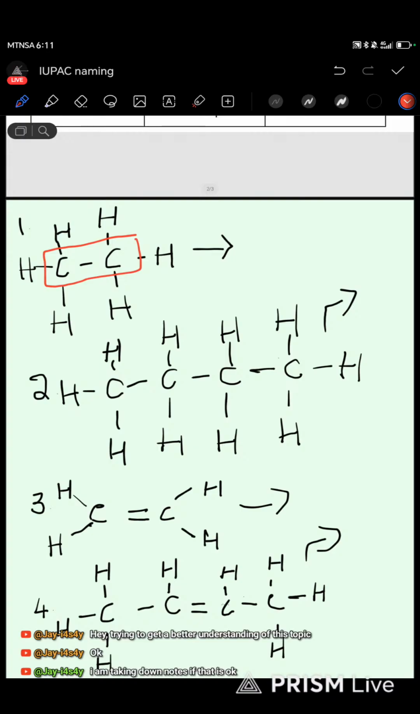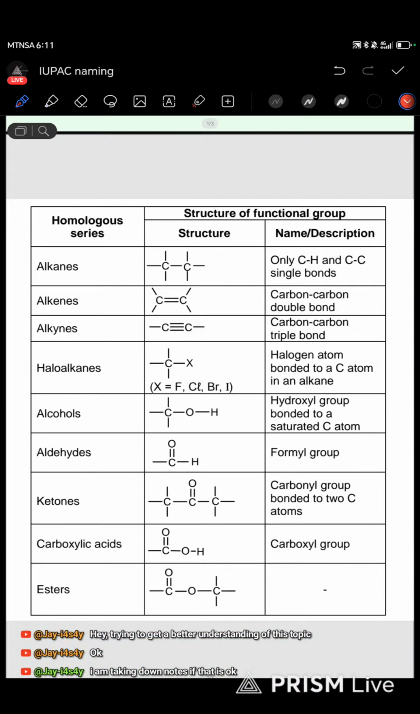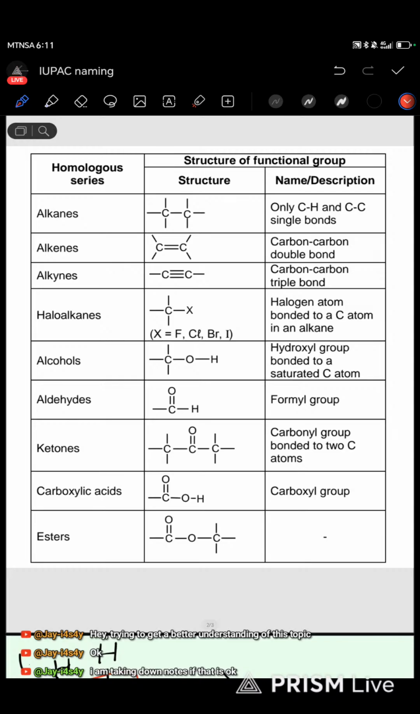So this first example only has two carbons. And remember, I said that if there's two carbons, then it is going to be eth. Now, notice that this is just an alkane. Here's another thing that you need to know. This is the homologous series.